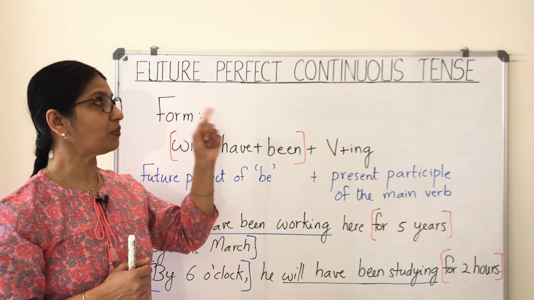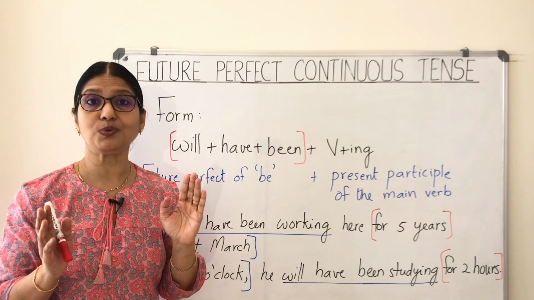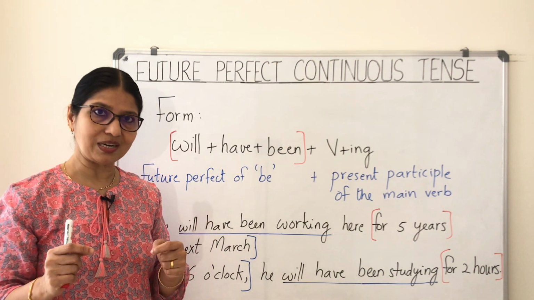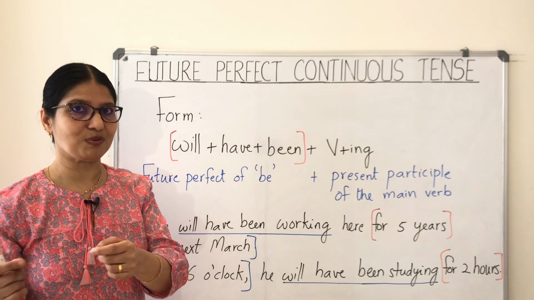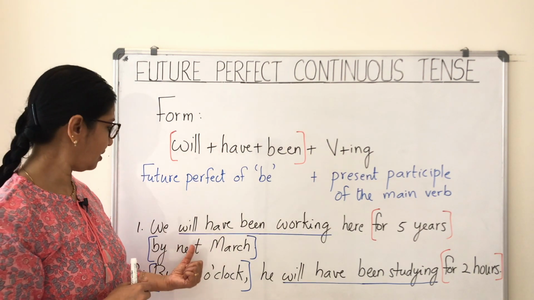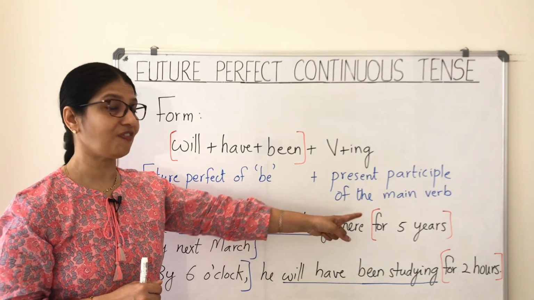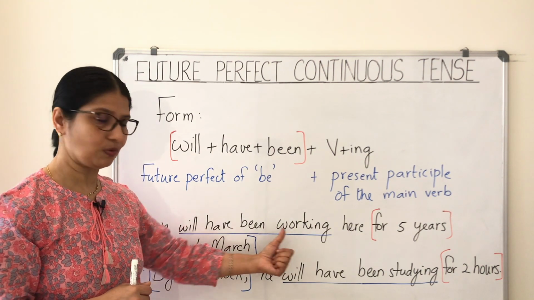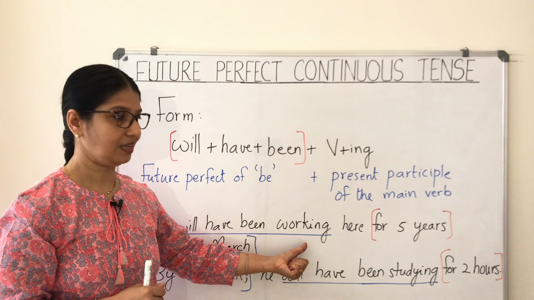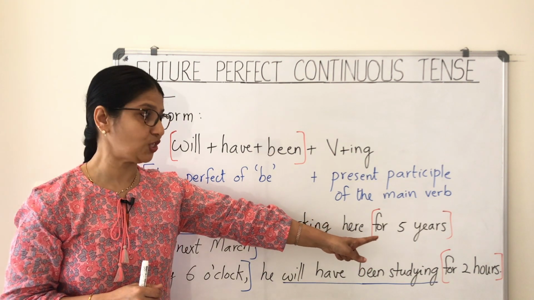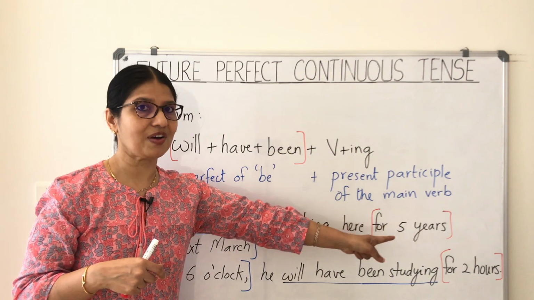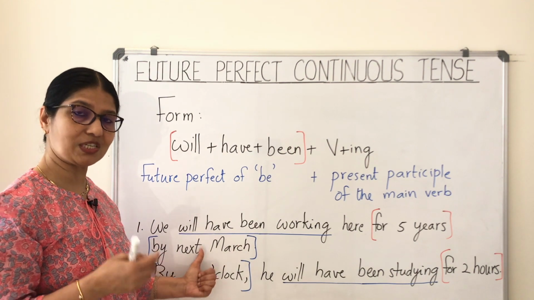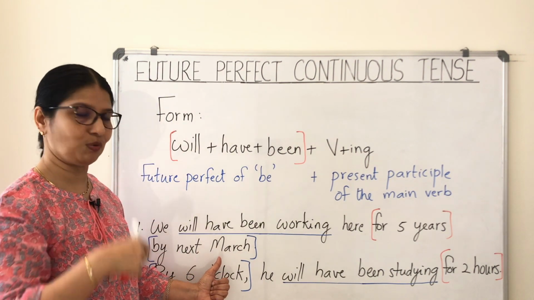When we use the future perfect continuous tense, almost always we use two time expressions. One is the time expression that talks about the duration of the action, and the other one specifies a time in the future. For example, here you have a sentence: we will have been working here for 5 years by next March. So here is the tense I've used, will have been working. And you can see that there's a time expression I've used which talks about the duration of the action, for 5 years. And till when? By next March. So here this time expression talks about a specific point in time in the future.